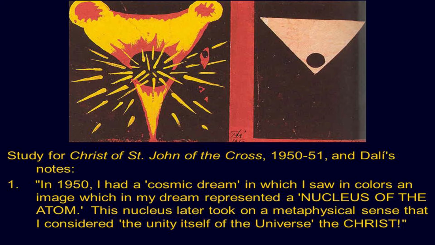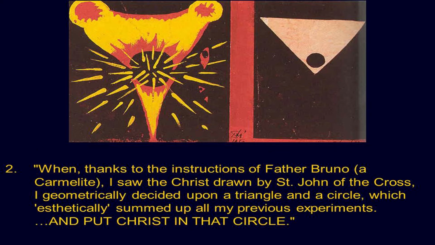So he goes from the idea of nucleus to Christ being the center of all things, which would be probably over here, the unity. And then he goes on to say, when thanks to the instructions of Father Bruno, a Carmelite, I saw the Christ drawn by St. John of the Cross, I geometrically decided upon a triangle and a circle, which aesthetically summed up all the previous experiments, and I put Christ in that circle.